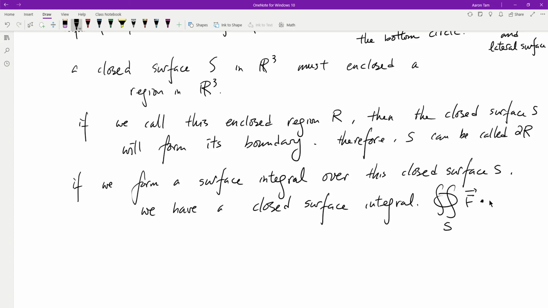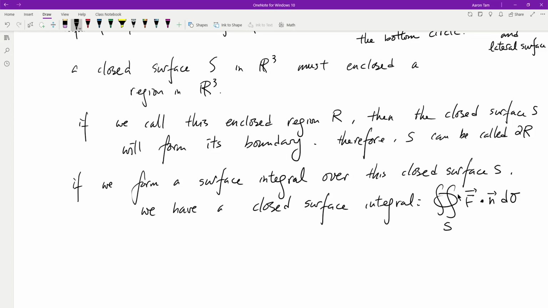Actually, here I'm going to use this notation instead to avoid the confusion with the d vector s. So the closed surface integral is usually represented as a double integral because it's a surface integral, but with a circle over in the middle, which represents the closed surface. Okay, so kind of like the closed curve integral.